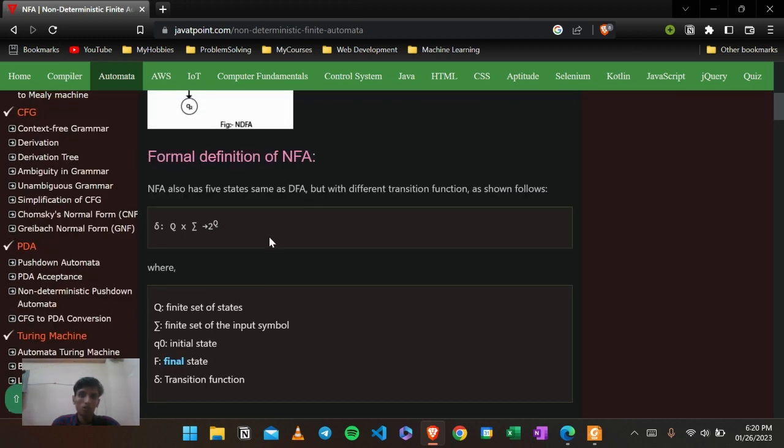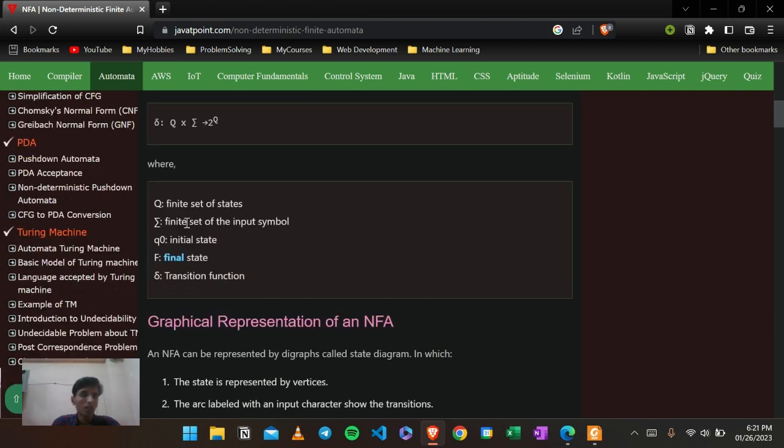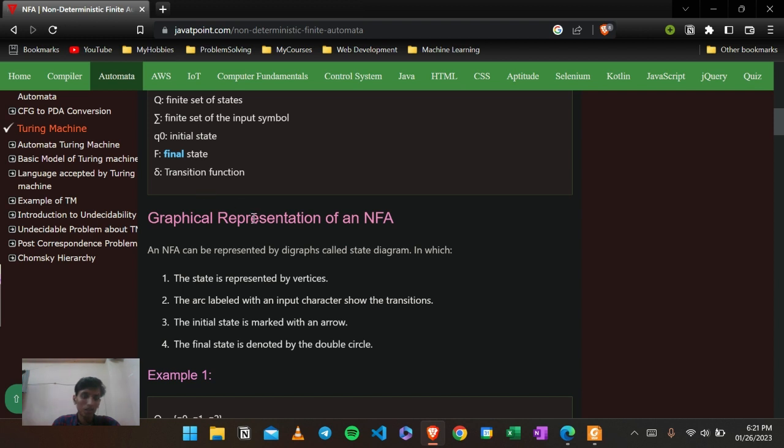You can see that the formal definition of NFA is like this: NFA also has five tuples, same as DFA, but with a different transition function, as shown. Here Q stands for a finite set of states. Sigma stands for a finite set of input symbols, which may be like A, B, C, D, E, F, G, and 0, 1 in binary notation. Q naught will be the initial state, F is the final state, and delta is the transition function. The transition function defines where the machine should go when you put a particular input. That's why it's called the transition function.